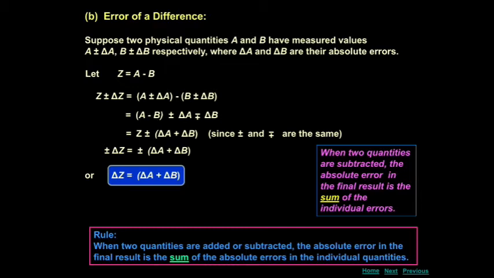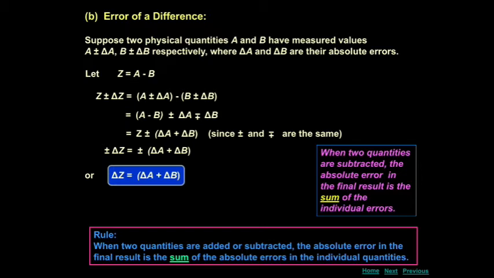In our last slide we saw the errors of sum of two quantities. Here, errors of difference in two quantities. See the screen. Suppose two physical quantities A and B have measured values A plus or minus del A, B plus or minus del B respectively. The measured value is A plus or minus del A, B plus or minus del B. Already you know, del A and del B are called absolute errors. Then the difference of these, represented by Z, is A minus B.